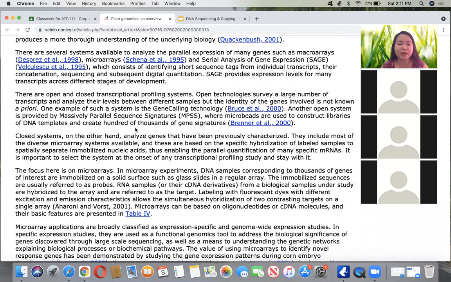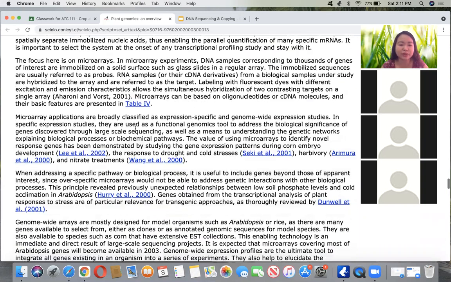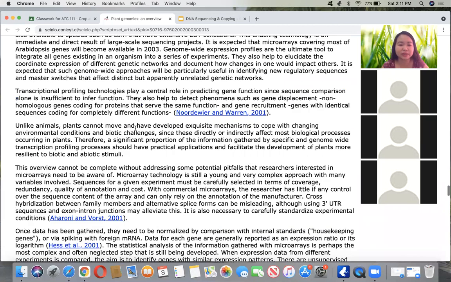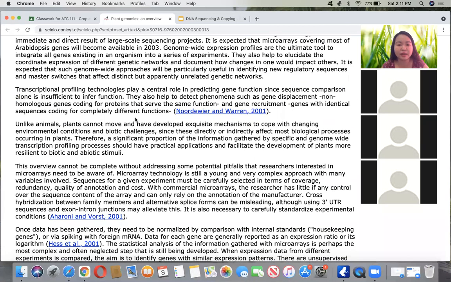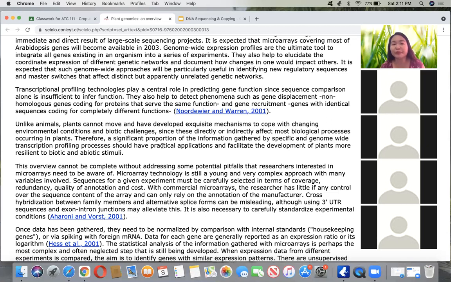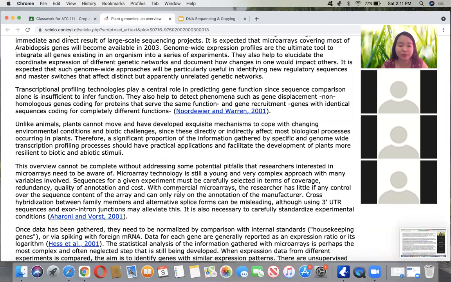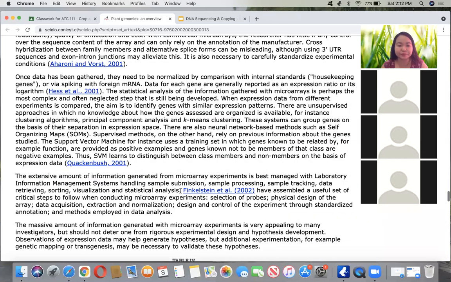There are a lot of technologies, and if you read through this, comparing also to animals, plants cannot move and have developed exquisite mechanisms to cope with changing environmental conditions and biotic challenges. That makes it very interesting to know what specific genes are responsible for the transcription.